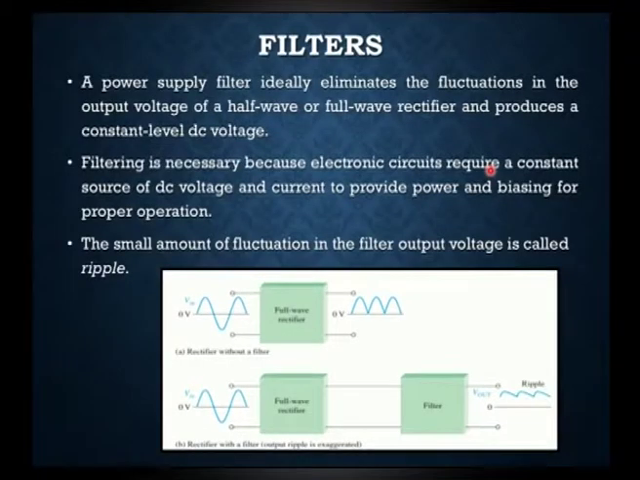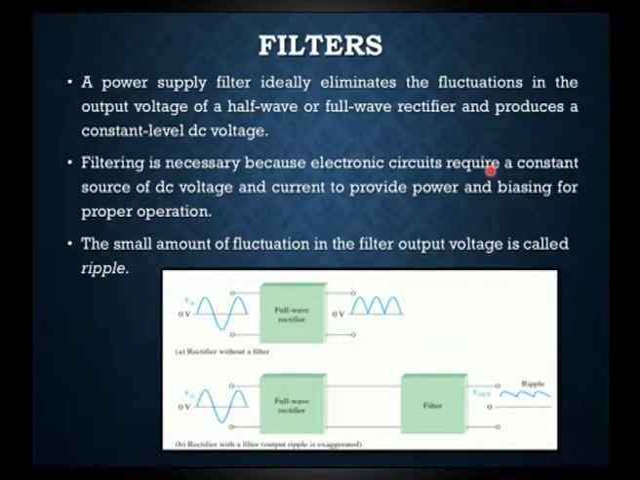So, next we move on to the filters. Filters are a very important thing in electronic devices. Filters actually eliminate the unwanted noise or fluctuations found in the input, which helps to get a DC or constant level DC output by eliminating fluctuations. A power supply filter ideally eliminates the fluctuations in the output voltage of a half wave or full wave rectifier and produces a constant level of DC voltage.